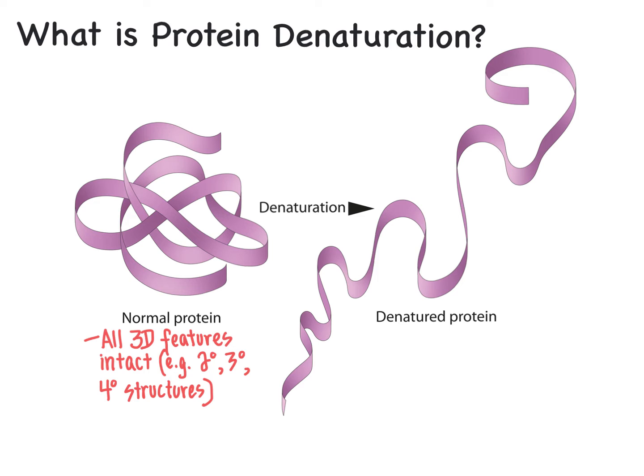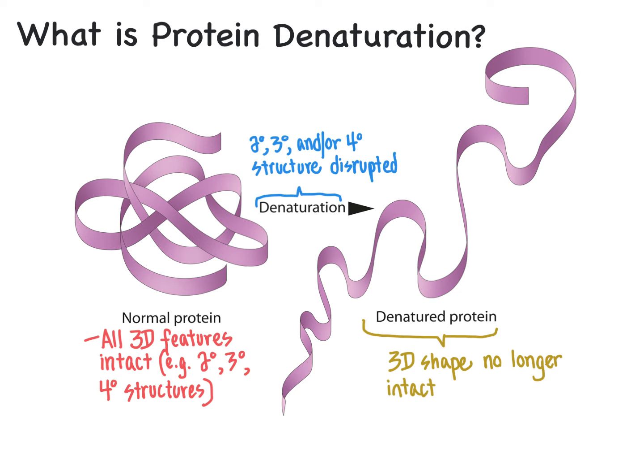Remembering that the quaternary shape refers to multiple proteins that are associated together to collaboratively work toward a specific function. Now, when we denature a protein, what happens is that the secondary, tertiary, and/or quaternary structure is disrupted to ultimately yield what's referred to as a denatured protein. So you can see here in this schematic that the normal three-dimensional shape of the protein has been completely disrupted. By disrupting the three-dimensional shape of a protein, the function of that protein is disrupted.